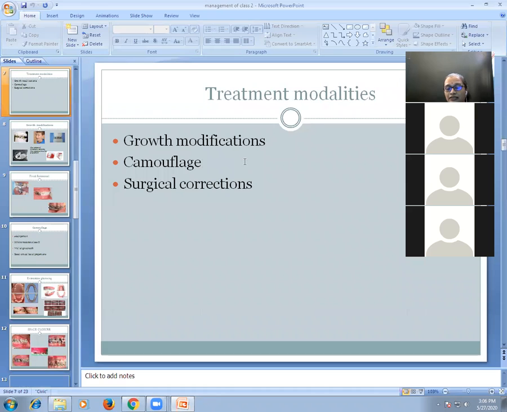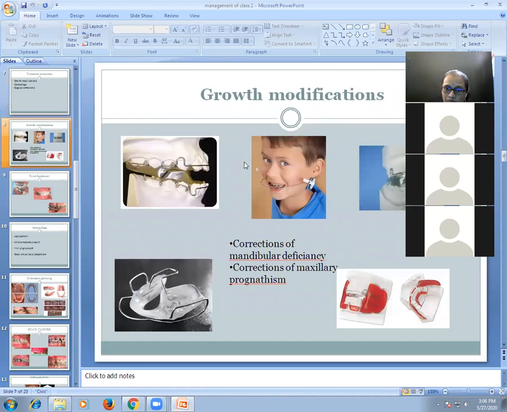So there are three types of treatment modalities to correct a class 2. First is growth modulation, then camouflage and surgical corrections. We'll see in detail what growth modulation is. So now I have just told you that you will have to consider the objectives. When a patient who is still in growing phase comes to you and the patient is having an increased overbite, overjet, and retrognathic mandible, you can think of growth modulation.